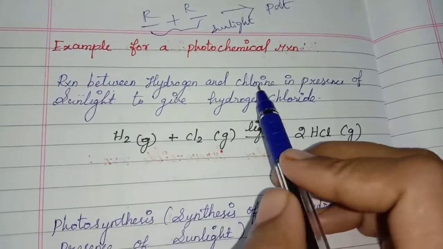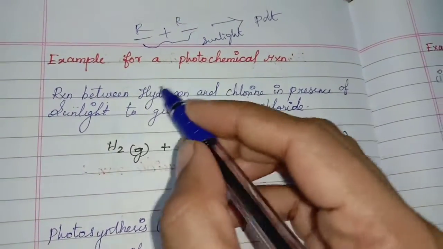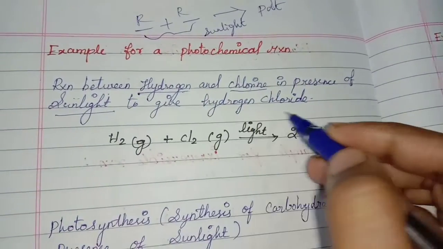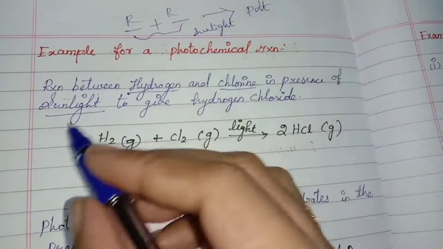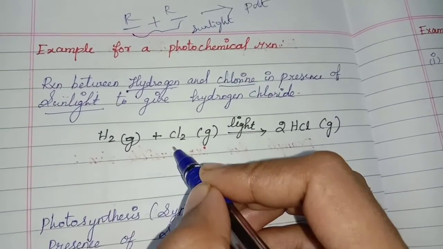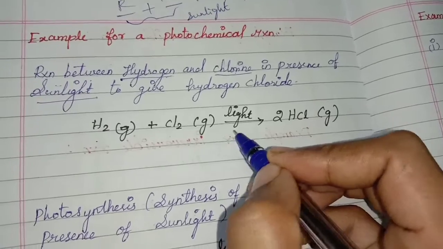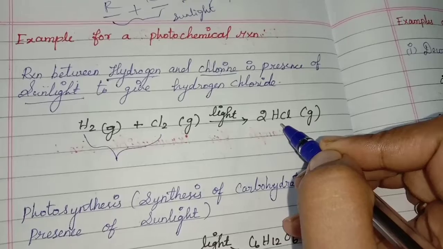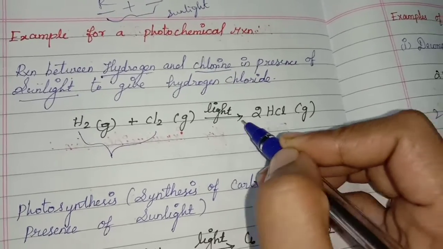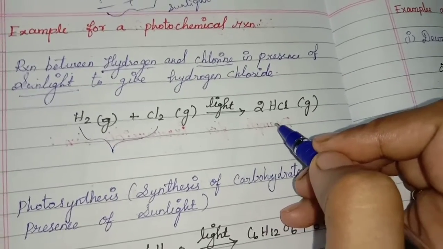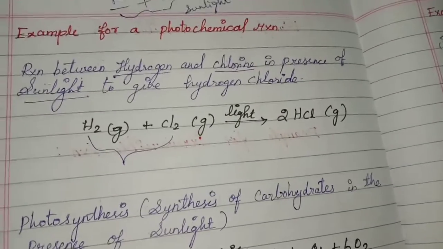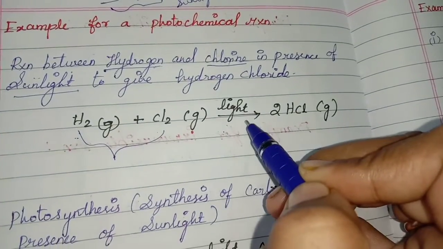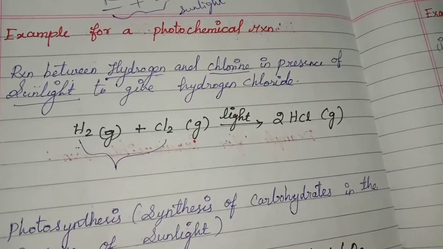Reaction between hydrogen and chlorine in presence of sunlight. Here the two reactants we are taking are hydrogen and chlorine. In presence of sunlight, it will give hydrogen chloride. So it is a very easy method. Hydrogen and chlorine in presence of sunlight, H2 and Cl2, combine with each other. Then it will give 2HCl, hydrogen chloride, not hydrochloric acid. Listen carefully here. Hydrogen gas and chlorine gas react with each other in presence of sunlight, giving hydrogen chloride gas.